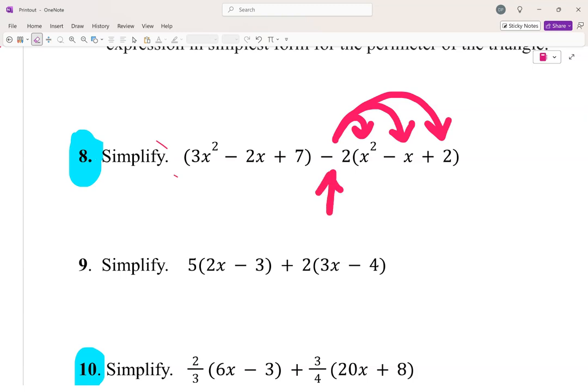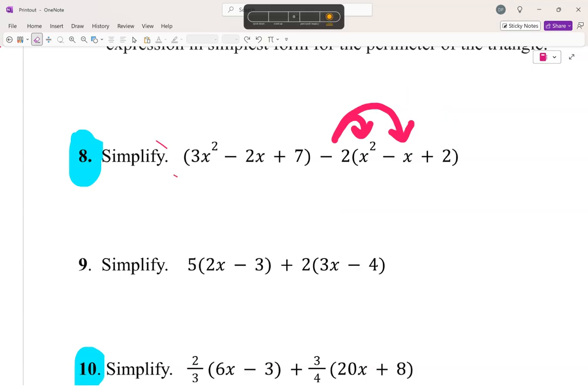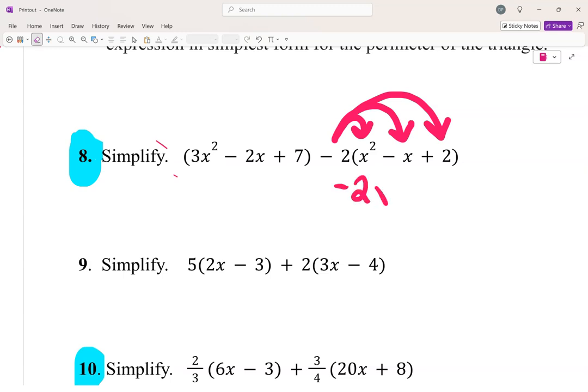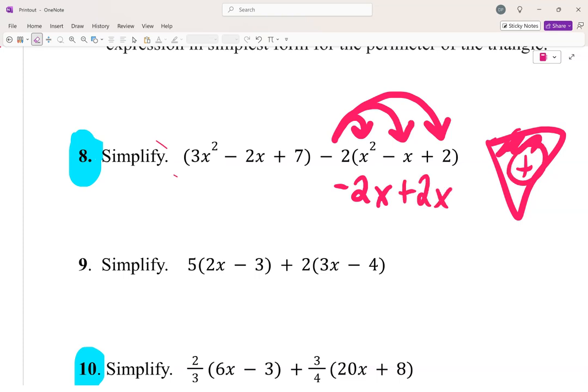Now remember, this is a negative 2. All right? Not a minus 2. Oh, I just did a boo-boo. Redo. Okay, cool. So help me out. Negative 2 times x squared? Negative 2x squared. Correct. Negative 2 times negative 1x? Negative 2x. Negative times negative is positive 2x. And then negative 2 times positive 2? That's just negative 4.